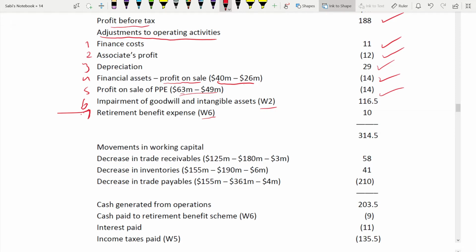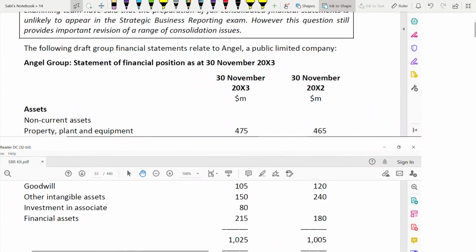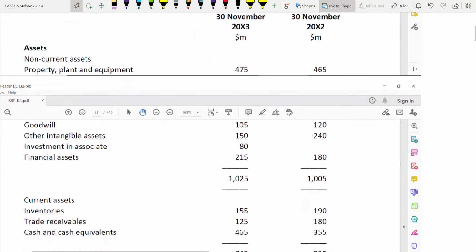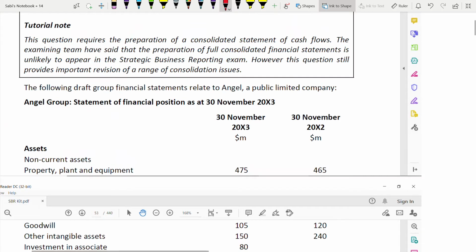Before we go to these workings, I will definitely take you through working 2 and 6, but before that let us go through the movement in working capital, because this is something easy and I can quickly finish it also. So trade receivable, we need to go to the statement of financial position. If you go through here, you can see inventories. Wait, which one is the earlier year, 2023.